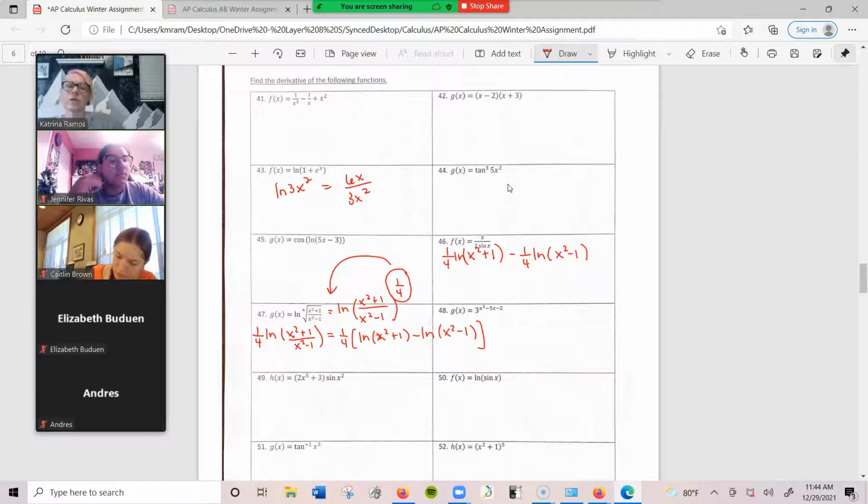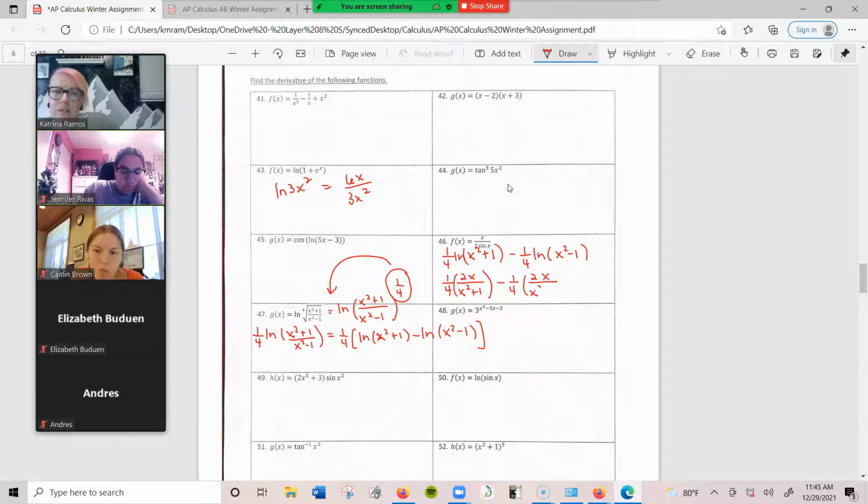Okay. Now we can take the derivative of each piece individually, and that's going to make it a lot easier. So, for example, with this first part, we have the 1/4. Remember, coefficients tag along. The derivative of x squared plus 1 is 2x, and then you're going to put it over the original, so x squared plus 1, minus, now I do the same thing here for the second part. We have the 1/4. The derivative of the numerator is 2x over x squared minus 1.